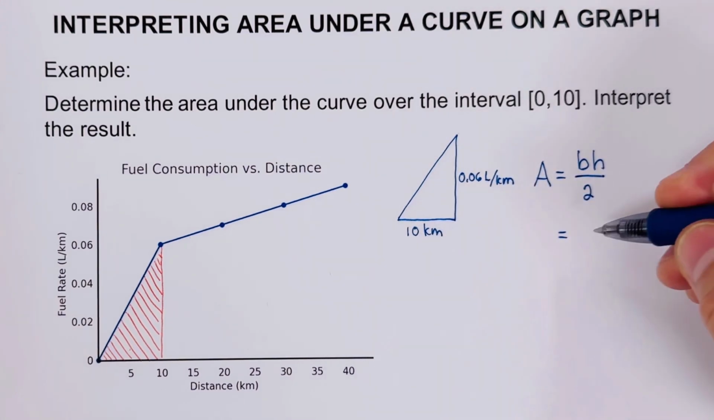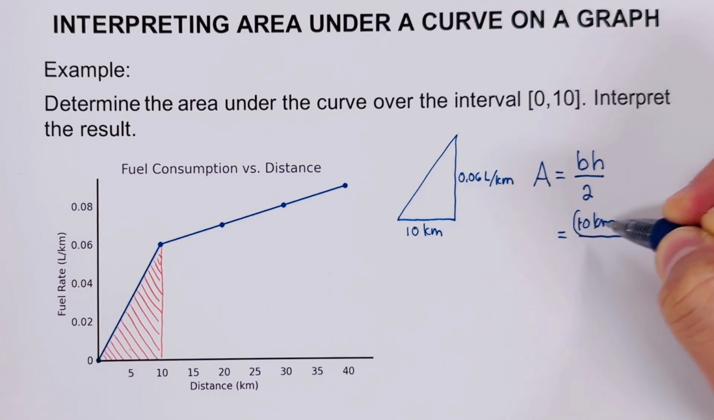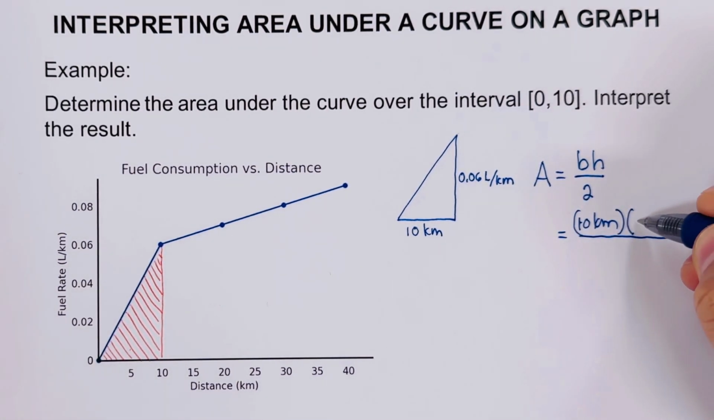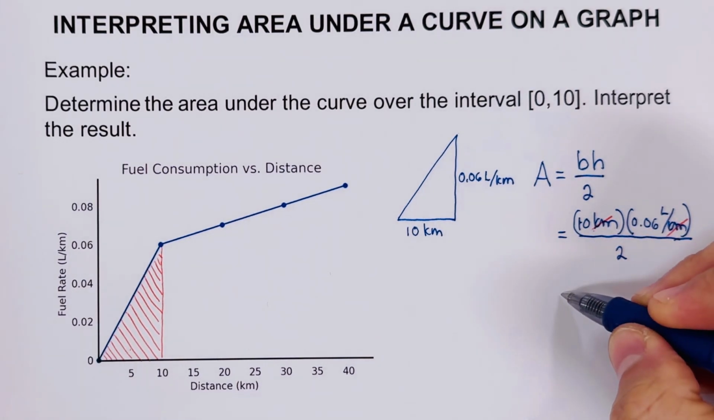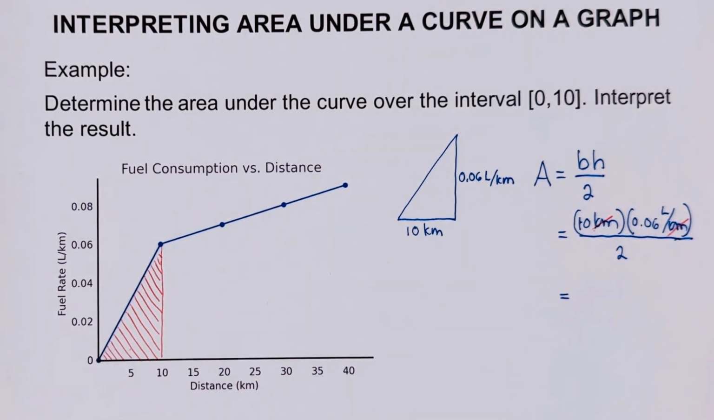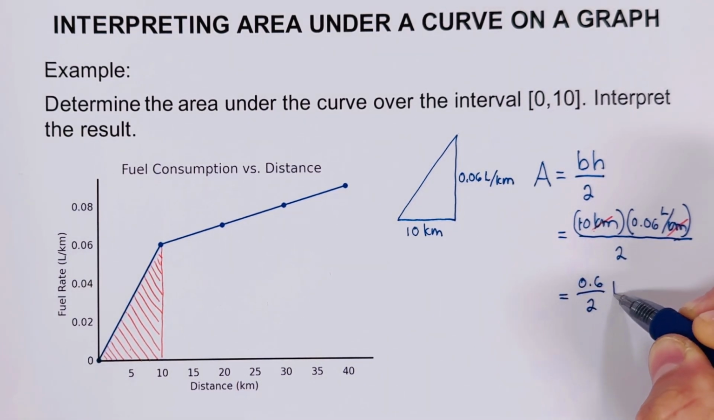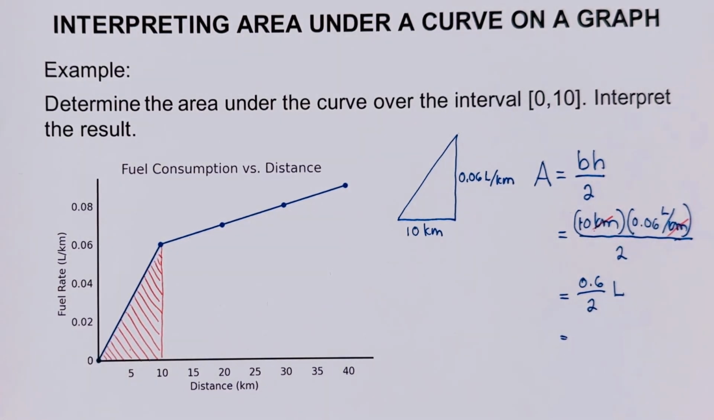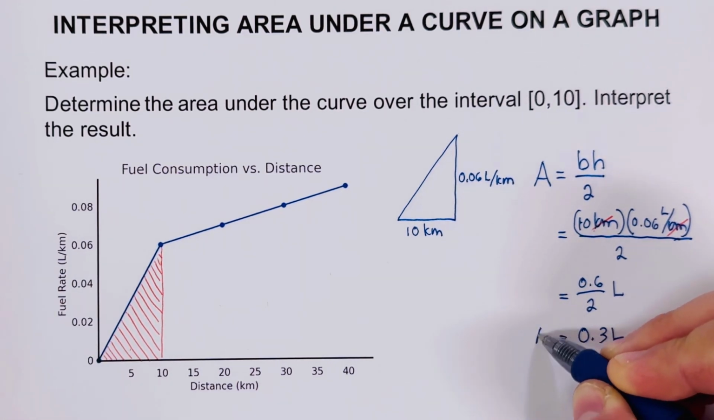The base here is 10 kilometers, so I'm just going to write that, 10 kilometers. And then multiply that by 0.06 liters per kilometer, and then divide that by 2. So I can go ahead and cross out kilometers and kilometers. Then 10 times 0.06 is 0.6, and that's over 2. The unit right now is liters because kilometers was crossed out. So the final answer for this would be 0.3 liters. So this is the area.